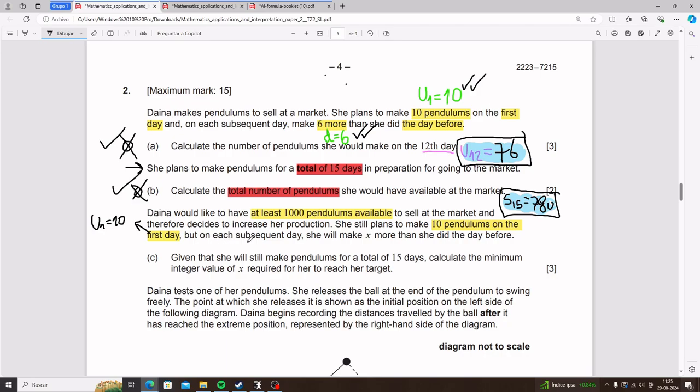But on each subsequent day, she will make X more than what she did the day before. So instead of making 6 more, now you have a new D. D, well, it says X more, so D equals X. See, so D is something that you don't have anymore, okay?